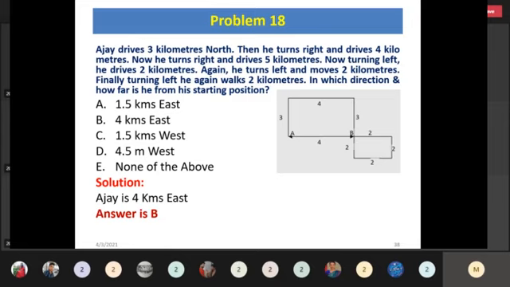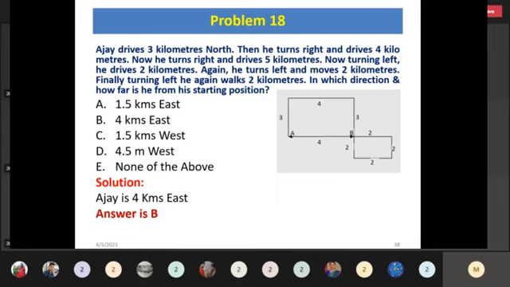Now turning left, he drives 2 kilometers. Again, he turns left and moves 2 kilometers. Finally, turning left, he again walks 2 kilometers. In which direction and how far is he from the starting point?